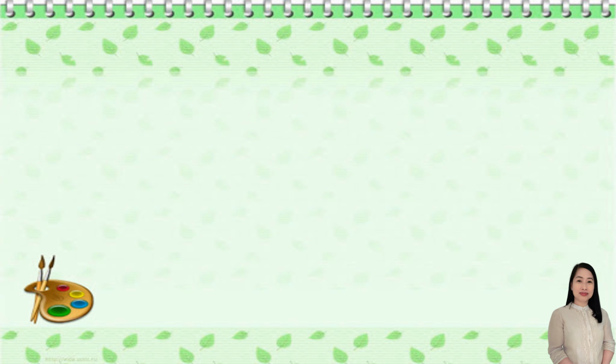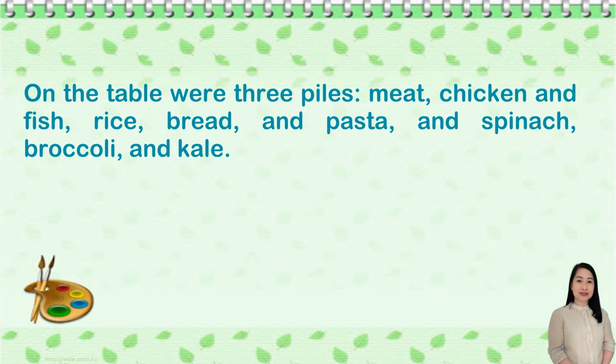This time, I will be giving you an example sentence that you need to improve by using semicolons in place of some commas. And the sentence is, on the table were 3 piles, meat, chicken and fish, rice, bread and pasta, and spinach, broccoli, and kale. Write your answer. Okay, time's up. Check your work.